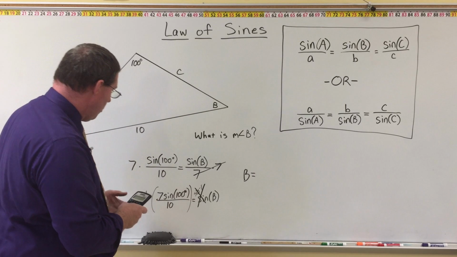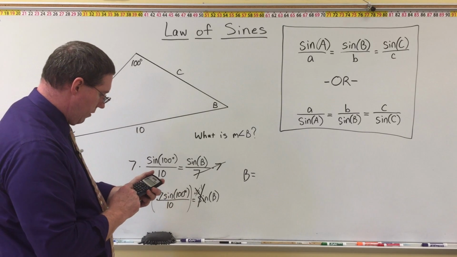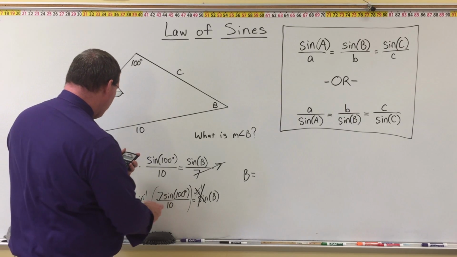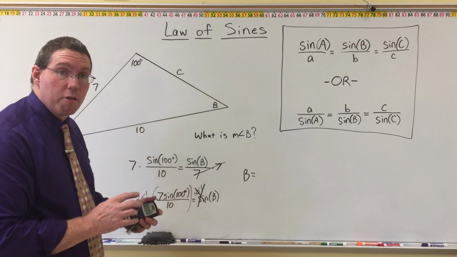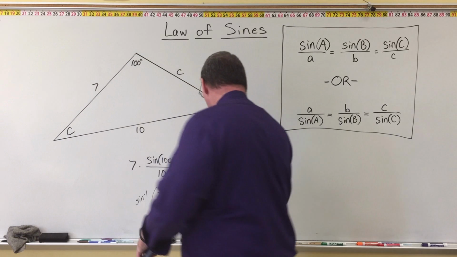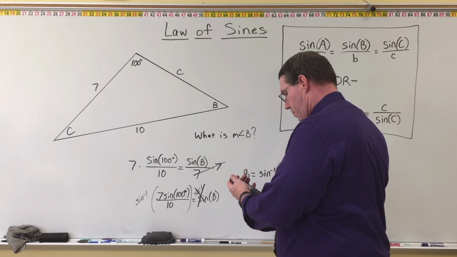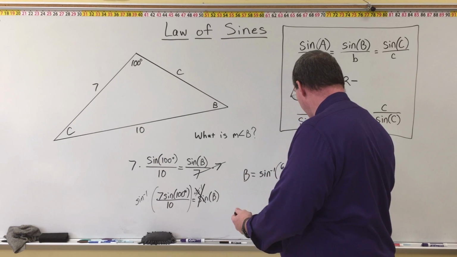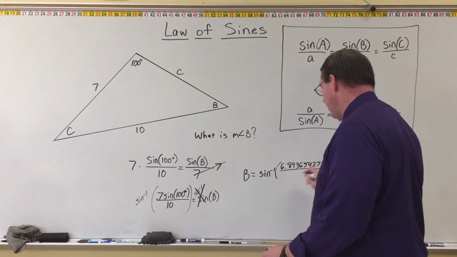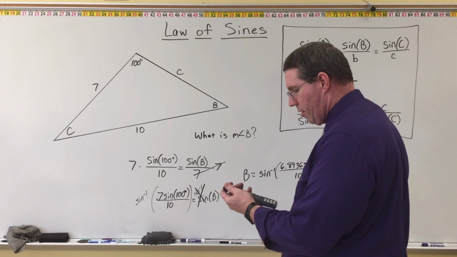Good. And the first thing I want to do is find out what this value is. I'm going to do 7 sine of 100 degrees. That's going to give me 6.89365. Now, I do not want to round at this point. You do not round until you get to the final answer. So what I have so far now is going to be sine inverse of 6.89365427, and I'm going to divide this by 10 on the bottom. And all that's going to do is move the decimal point over one place. So divide by 10, and I get 0.68936.